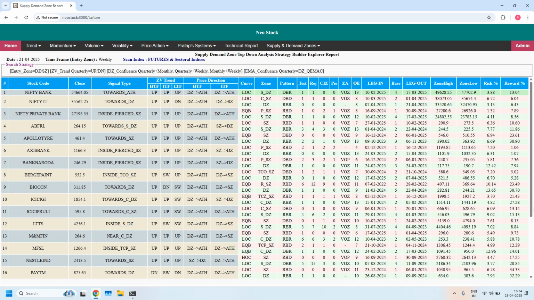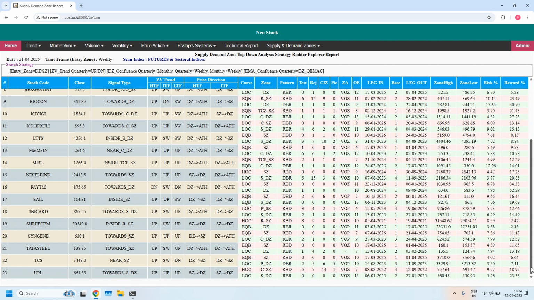Okay, first 16 stocks in the list. Look into the quarterly zone. The trend should be either up or down, but not sideways. HTF is quarterly. Scrolling the list down. Total 23 stocks are filtered.